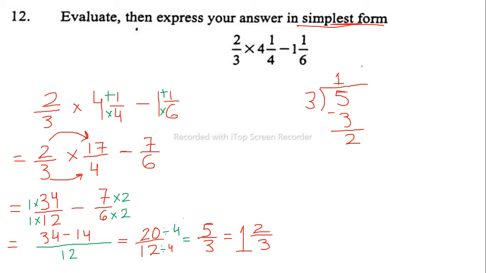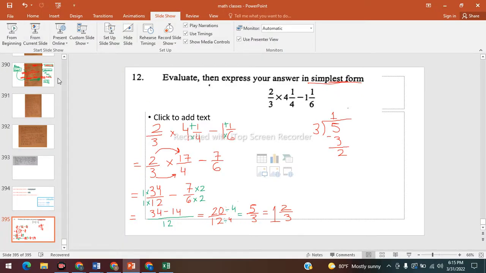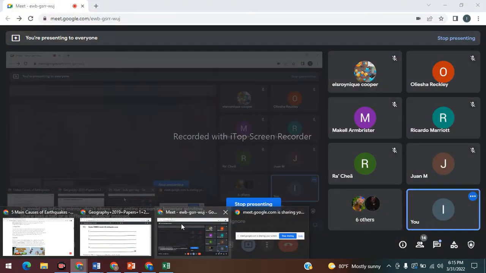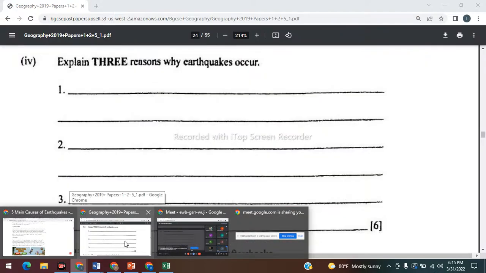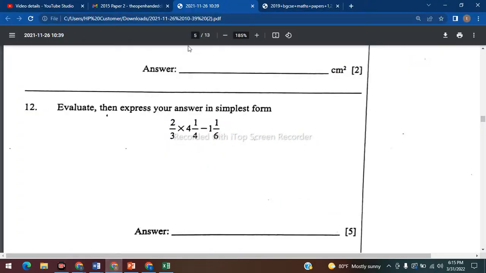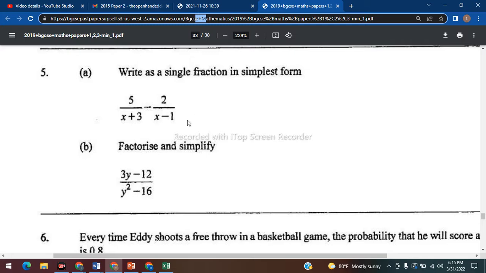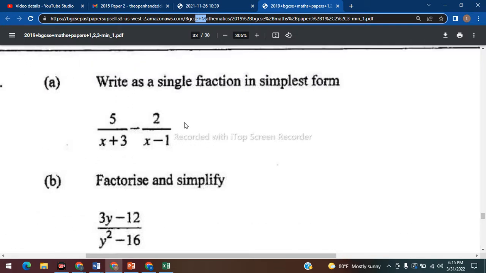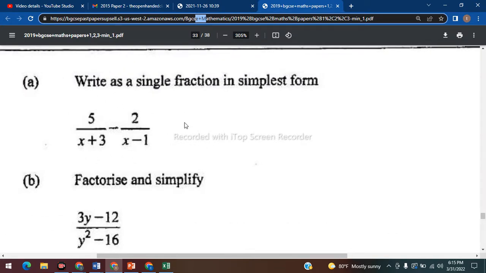All right, so let's move. Okay, so let's go to this question. I saw two persons sending their work for this one, and both of them got it right. So that's a good thing.